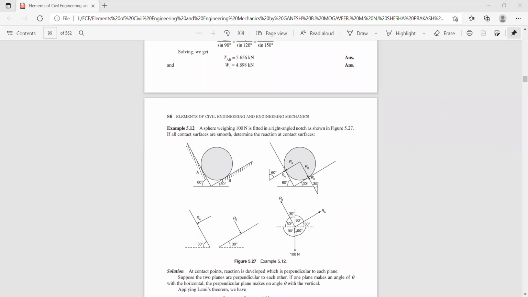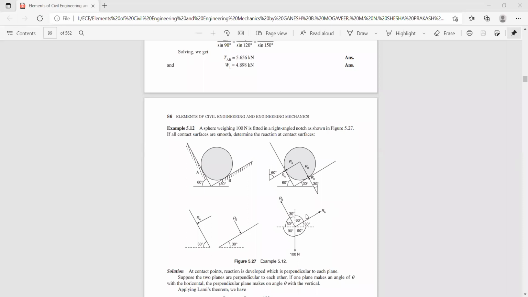Now, if you want to solve this problem by Lami's theorem, Lami's theorem says the magnitude of each force is proportional to the sine of the angle between the other two forces. So 100 divided by sine 90, equals RA divided by sine 150, 90 plus 60, 150, equals RB divided by sine 120. By which you will get the values of RA and RB.